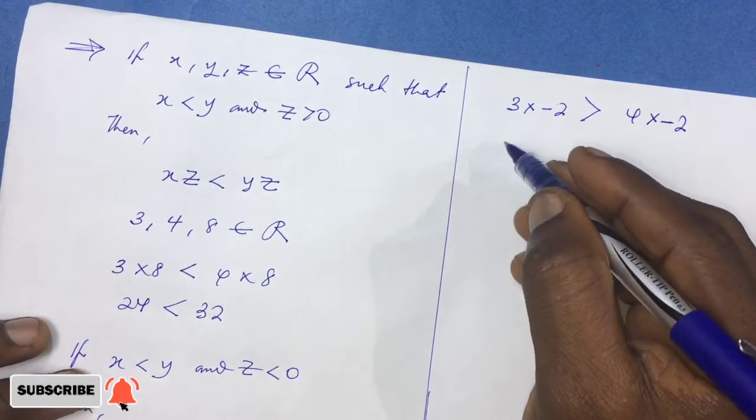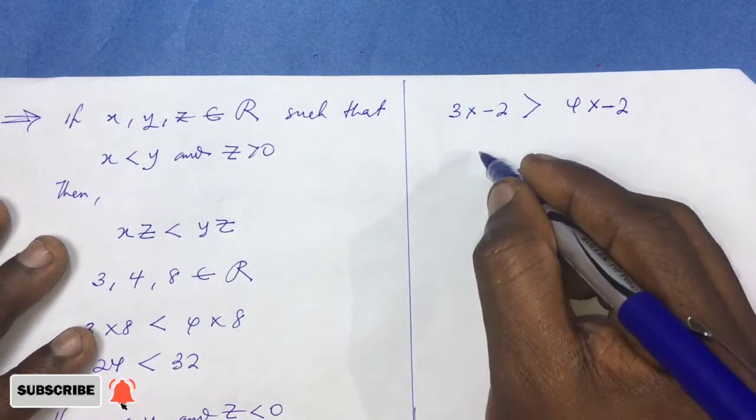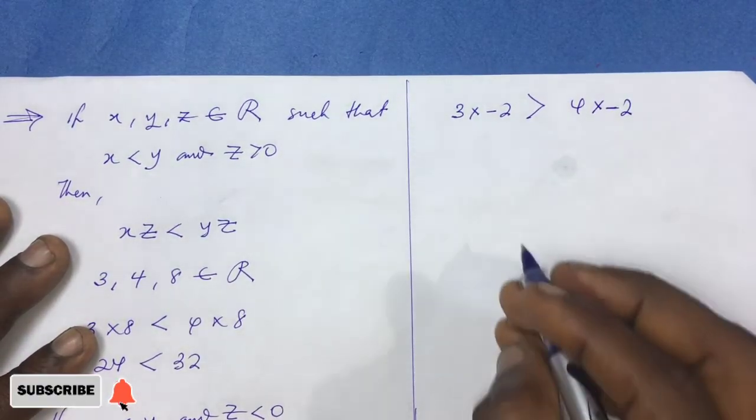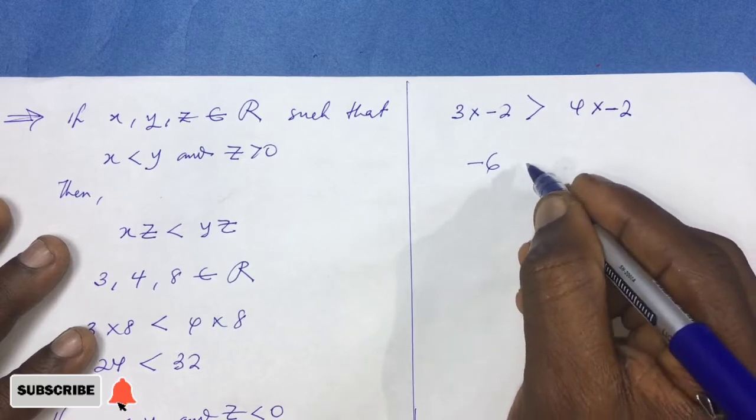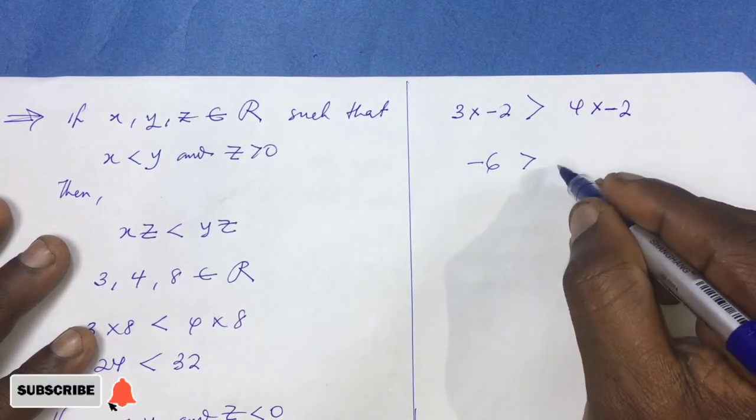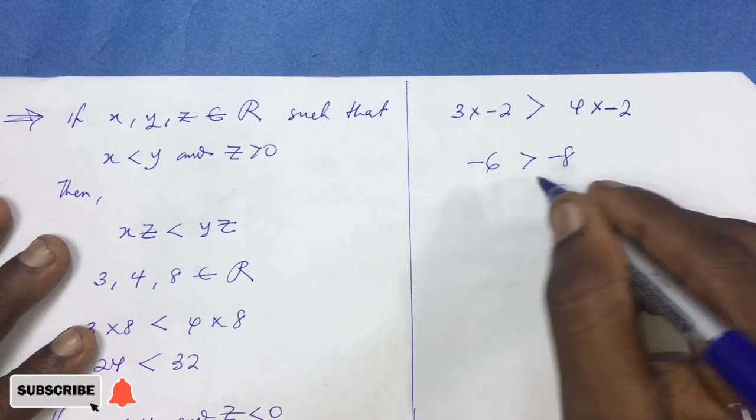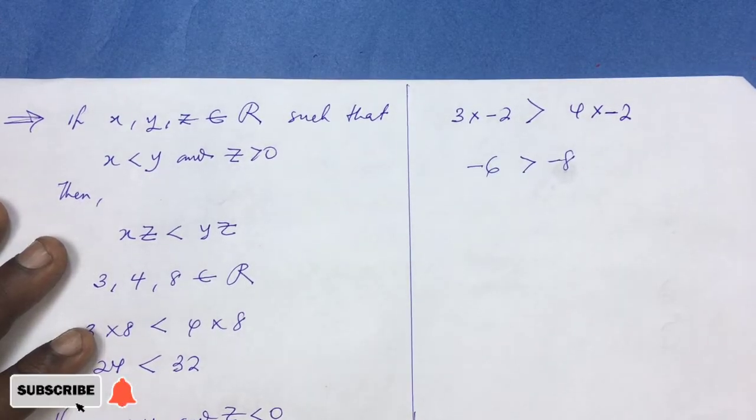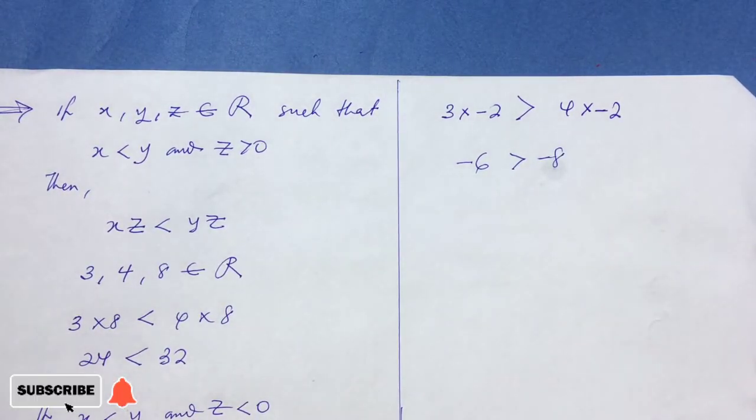Now look at it carefully. You will notice that 3 times -2 gives you -6, which is greater than 4 times -2, which gives you -8, and -6 is greater than -8, and that confirms that property to be true.